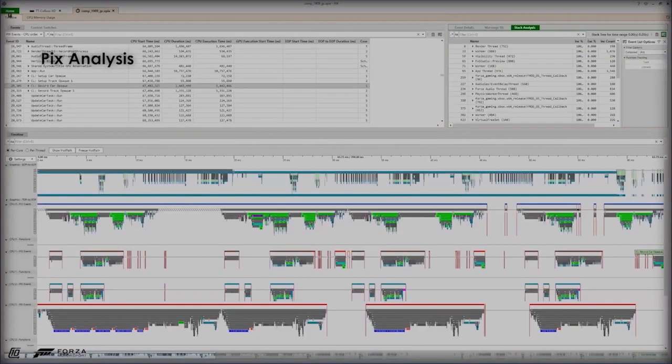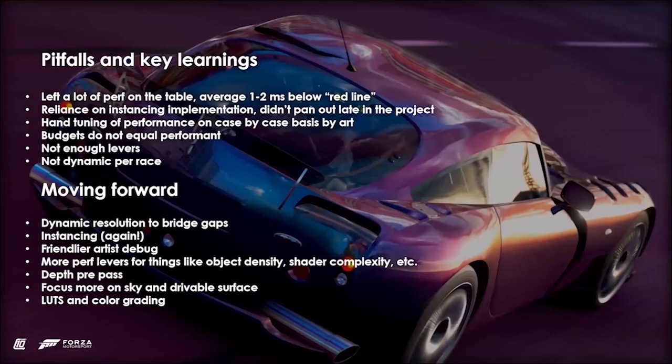These are all tools that we use to evaluate a scene. So some of the pitfalls that we had for all of this is we do a lot of this tuning by hand. And so what we're doing moving forward, in case you guys are interested, is we're looking to automate a lot of this. So instead of the artist hand tuning, we create levers that allow us to do things like turn up scene density, turn down grass, to give us more levers to play with and less hand tuning of assets to optimize for performance.